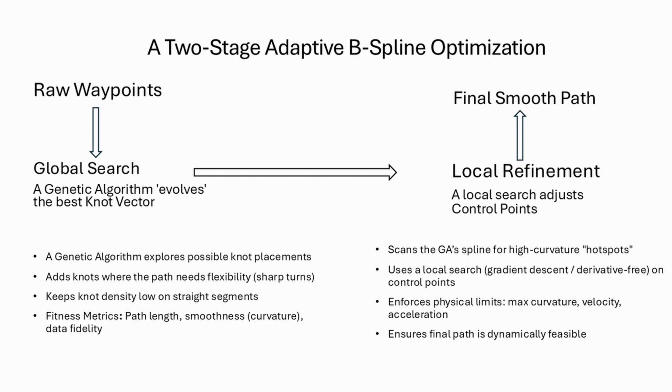This two-stage process is a central mechanism of our proposed method. It combines the broad exploratory power of a genetic algorithm to find a near-perfect global structure with the precision of a local search to fine-tune the final details. This ensures the final trajectory is optimized for safety, efficiency, and dynamic feasibility.